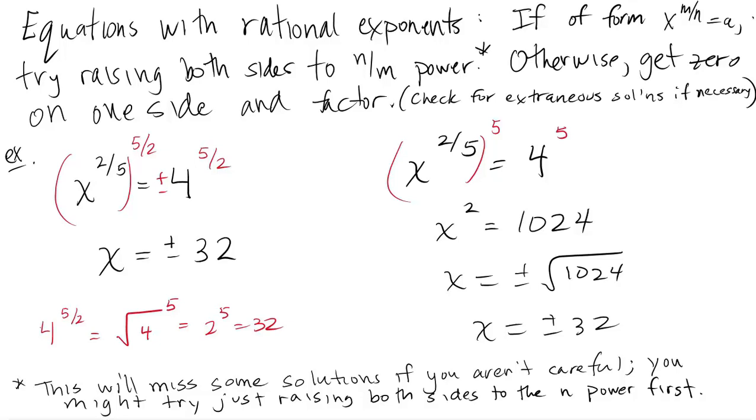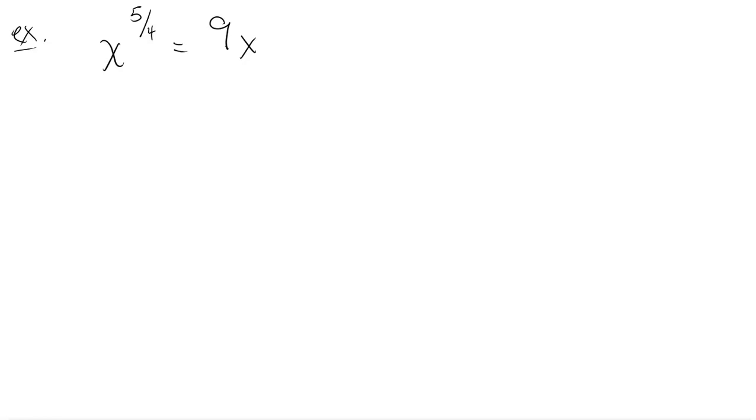But what do you do when you have another variable term floating around? In this example, we have x to the 5/4 equals 9x. Raising both sides to the 4/5 power here is not a good idea. Let me show you. If I were to raise the left side to the 4/5 power, that is going to give me x, but unfortunately on the right side when I raise to the 4/5 power, I don't get to pick and choose what gets raised to the 4/5 power, and now the x is going to have a fractional exponent on it.